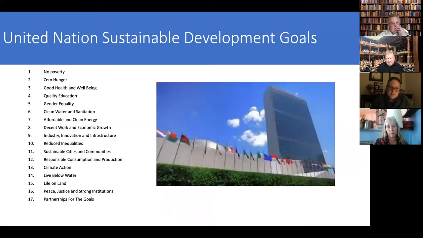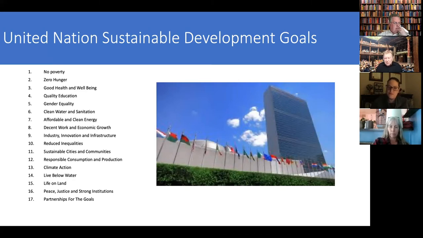If you look at it from the standpoint of the United Nations, they have their 17 sustainable development goals. These are no poverty, zero hunger, gender equality. These are the 17 issues that the world is working on right now. Can we have any impact on those? If we can, now you're at the mega level, or the world level.